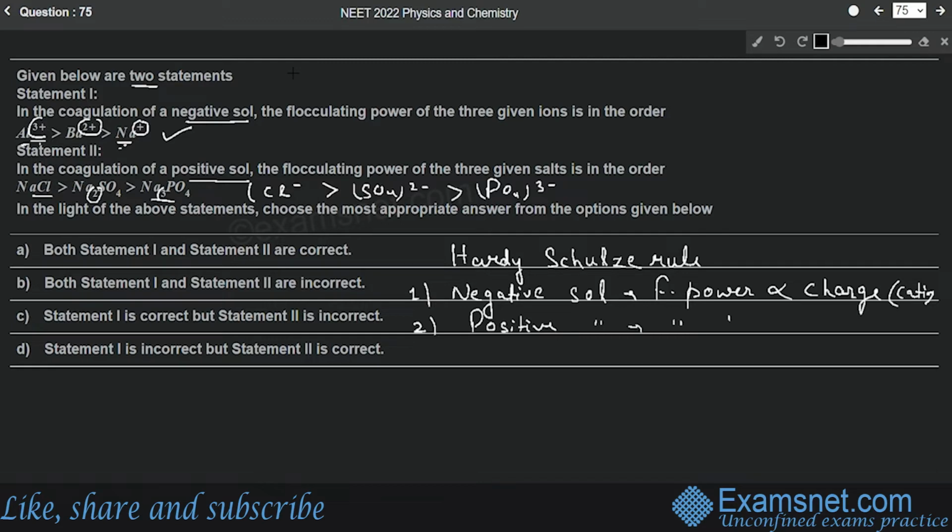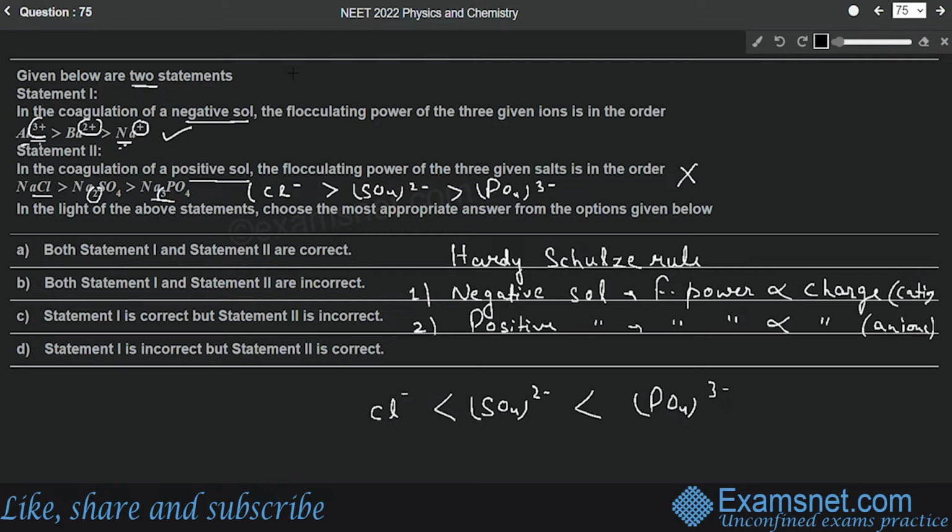So here the flocculating power of the anions will also be directly proportional to the charge on them, okay? But it is for anions. Now here, as you can see, chloride has just one minus charge, okay? For sulfate it is 2 minus, and for phosphate it is 3 minus. So the flocculating power should increase from chloride to phosphate, but here it is given that it is decreasing from chloride to phosphate. So this statement is an incorrect statement, okay?